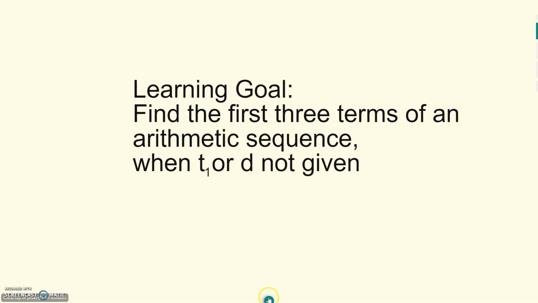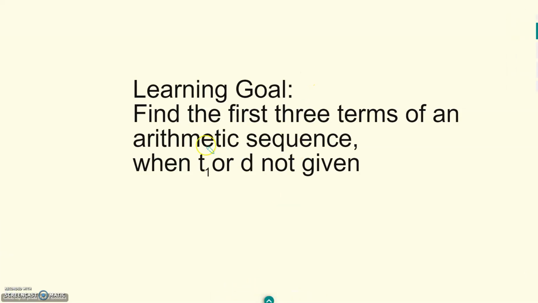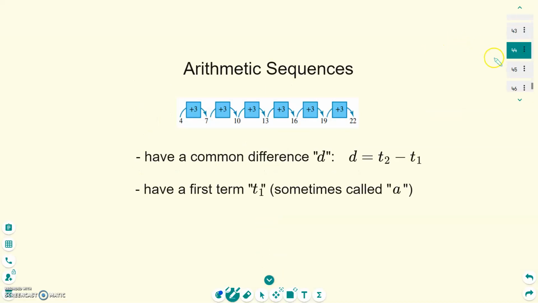Today we are going to look at arithmetic sequences, which is covered in Year 12 General Maths in Term 1. And there's a question that scares a lot of people, and we're going to go through that. So our learning goal today is to find the first three terms of an arithmetic sequence when T1 or D are not given. Let's check it out.